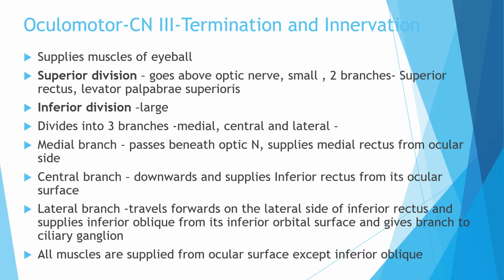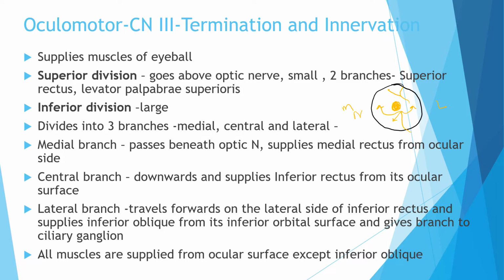The inferior division is larger. It goes below the optic nerve and it divides into three branches. So if we draw this as the orbit, and this is the optic nerve in the center, which is large and thick, the superior division will go above and divide into two. The inferior division will go below the optic nerve. It will divide into one medial branch, this is medial side, lateral side, one central branch and one lateral branch.